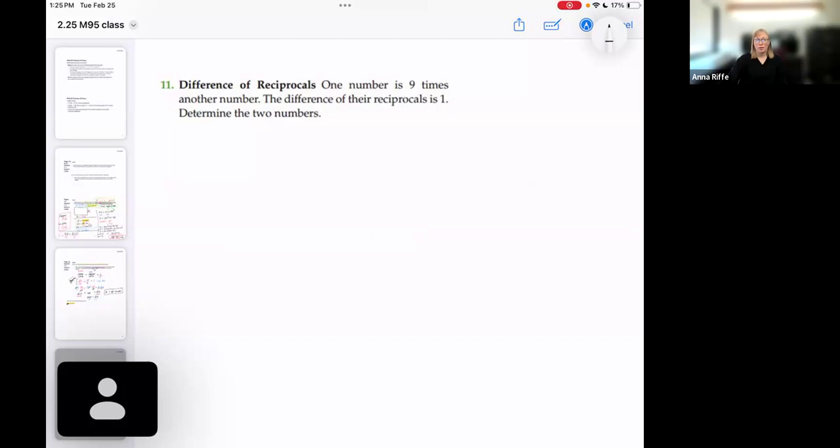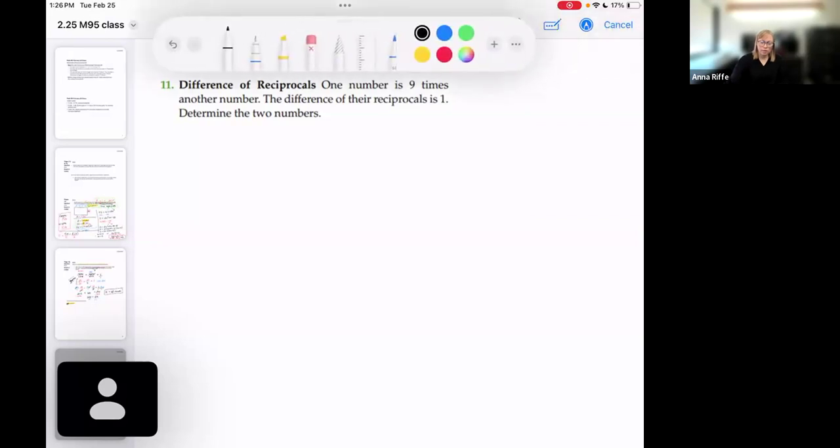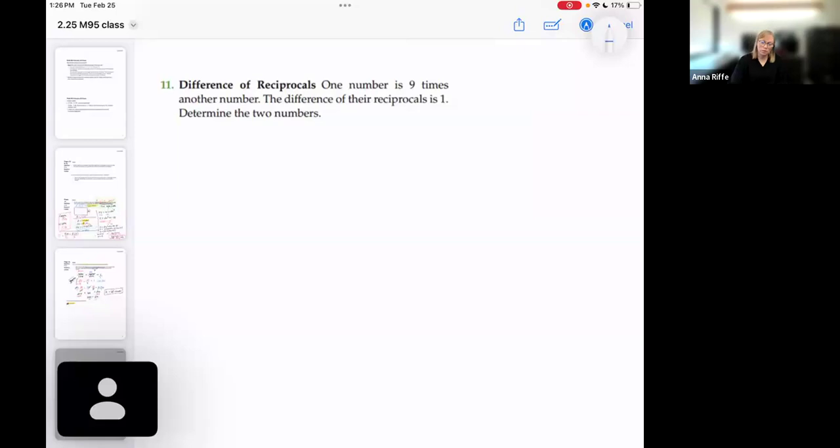Another common type of word problem is describing how different numbers are related. This is one example of that. For problems like this, I generally like to use X and Y for my variables. It will say things like one number and another number. So I'll let X be one number, and I'll let Y be another number. You don't have to do that, but a lot of times I like to.